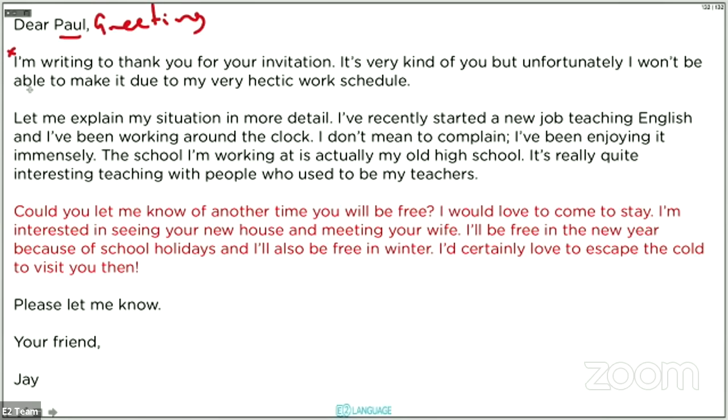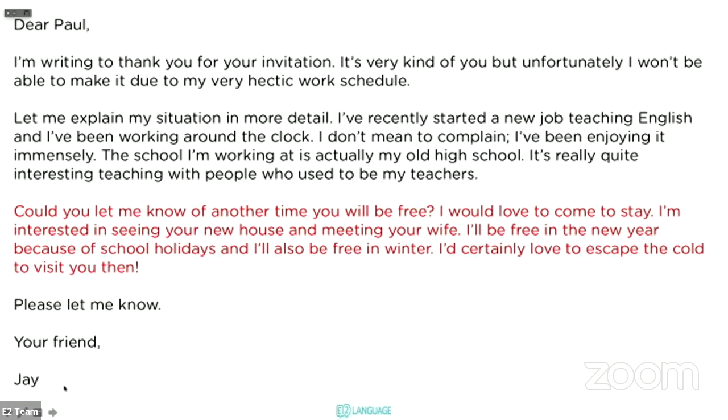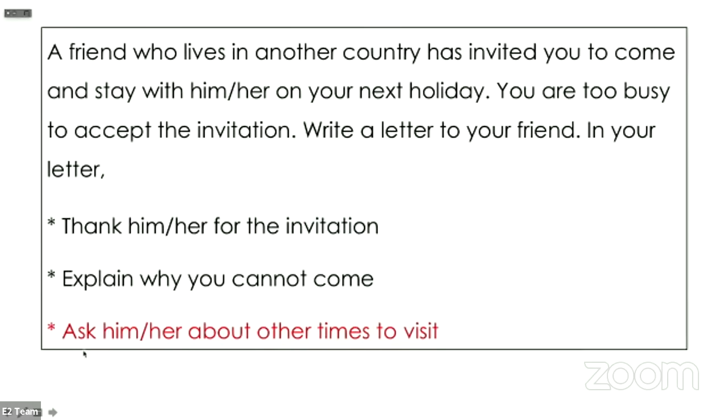Here we've got the reason for writing. I'm writing to, and then we put any old verb in here. Thank you, offer you a job, whatever it is. And here we provide more background information, not specific, not too many details, just broad background, because then we get into a detailed explanation here. And finally, what are we doing here? Well, it depends on the task that you have. This one says, ask him or her about other times to visit.